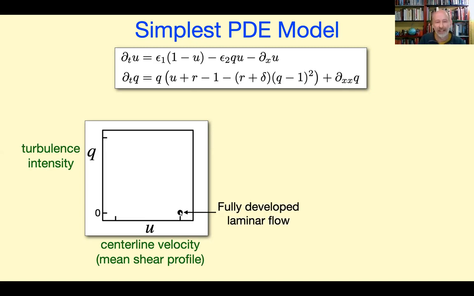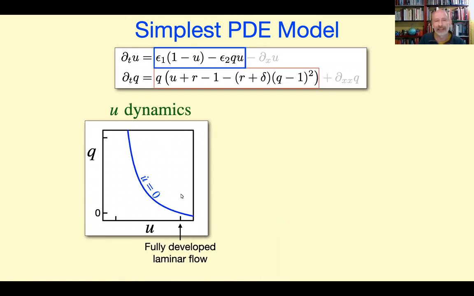And just to orient you, this here would correspond to the fully developed laminar flow. So the turbulence is 0, and the centerline velocity is at its maximum value. Okay, and so I have two kinds of dynamics. I have the dynamics of the shear profile, or the centerline velocity, if you want to think of it that way.